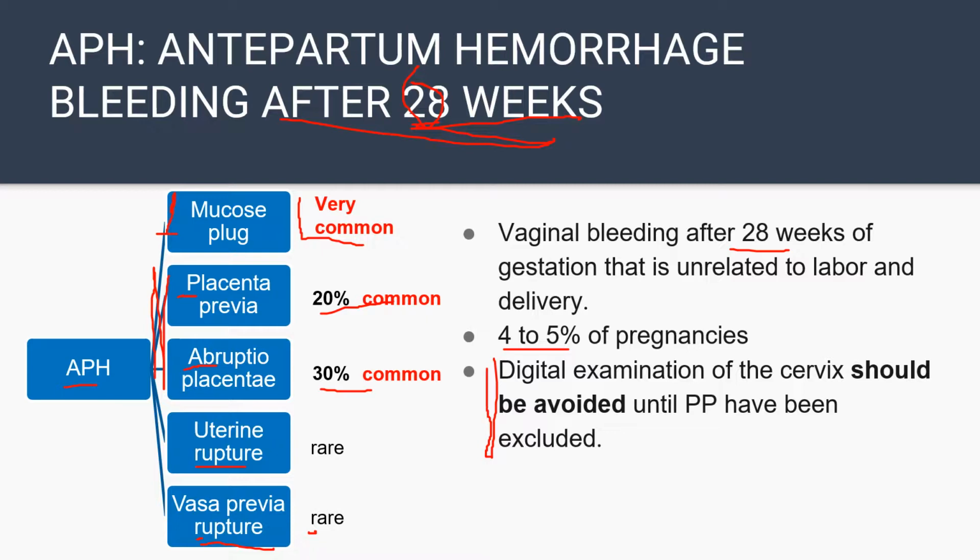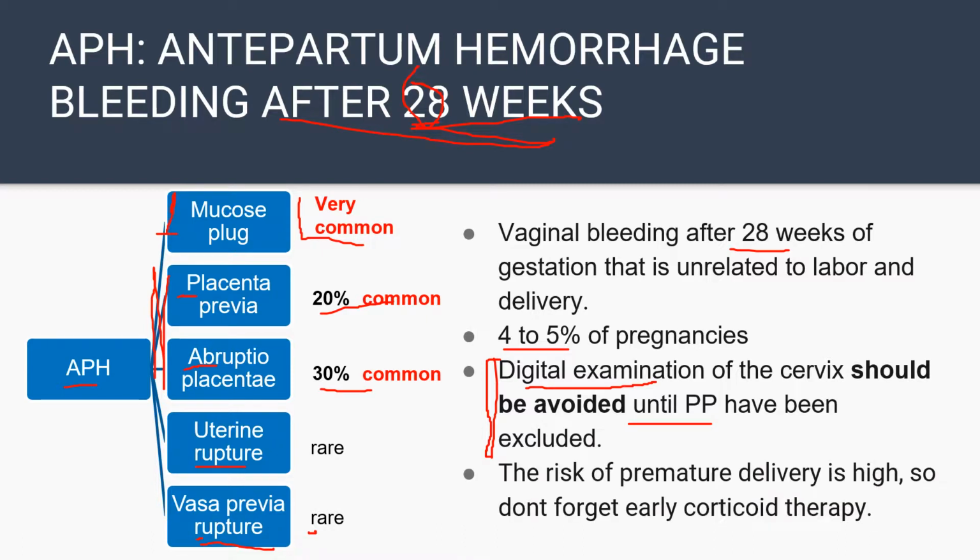This is very, very important for you. Please never forget, the VE, or the digital examination of the cervix, should be avoided until the placenta previa has been excluded, has been ruled out. Why? Because if there is a placenta previa and you do a VE, you manipulate the cervix, and the placenta is very near the cervix, and it can start detaching and bleeding a lot until it can kill the mother. So you need to avoid the vaginal examination in every patient that is coming because of an APH.